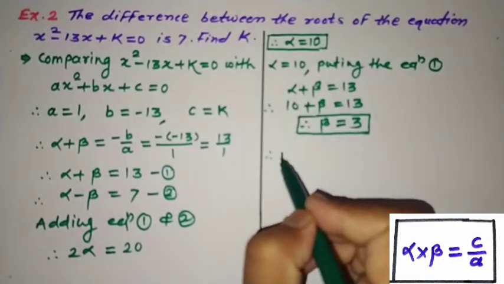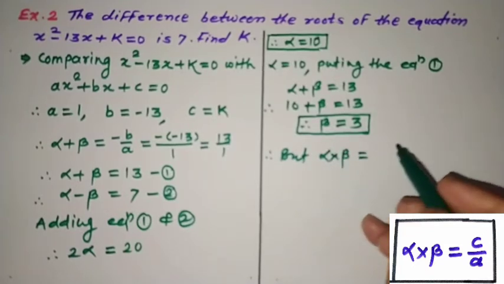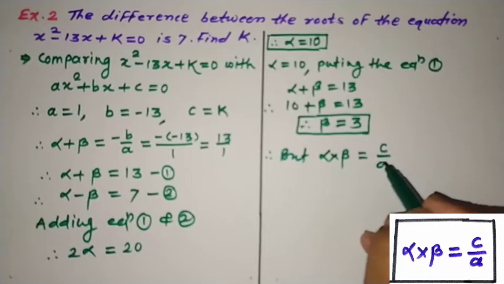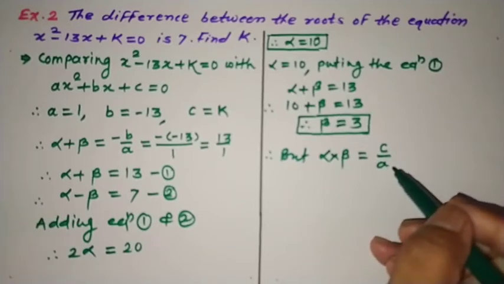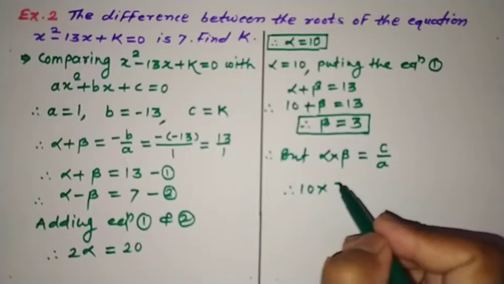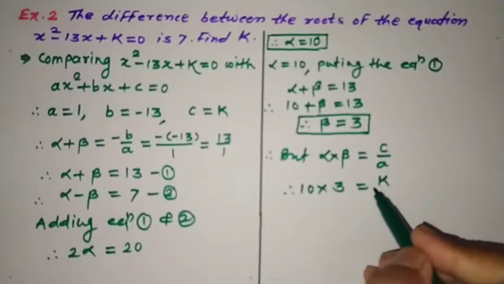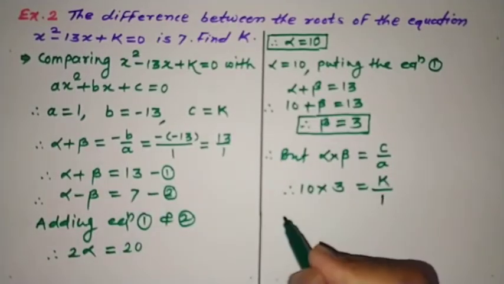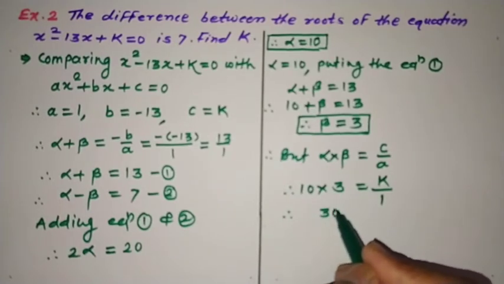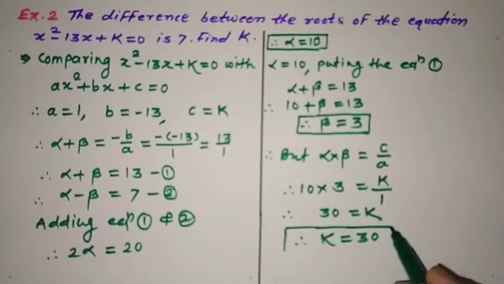But the product of two roots alpha and beta is equal to c upon a, the constant term over the coefficient of x square. The value of alpha is 10, the value of beta is 3, the constant term c is equal to k, and the value of a is 1. Therefore, 10 times 3 is 30, which is equal to k, and the value of k is 30. In this way, solve the above example.